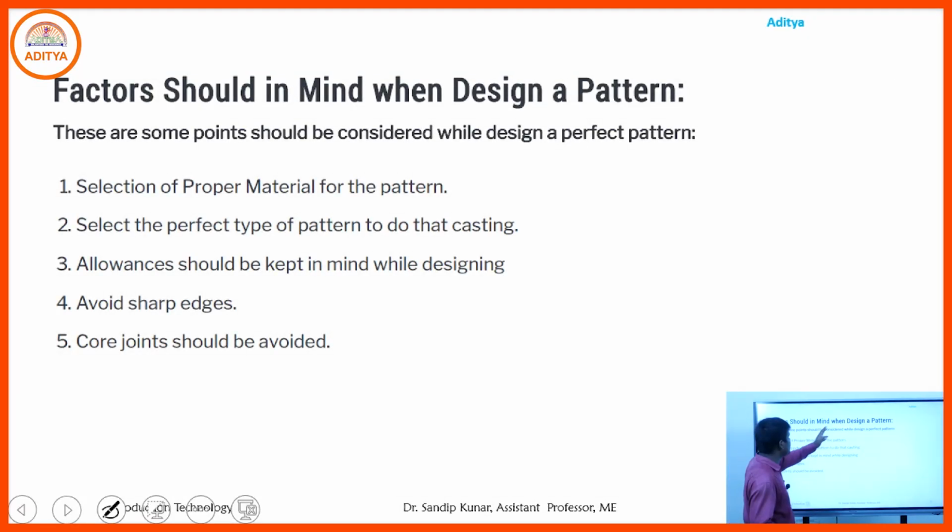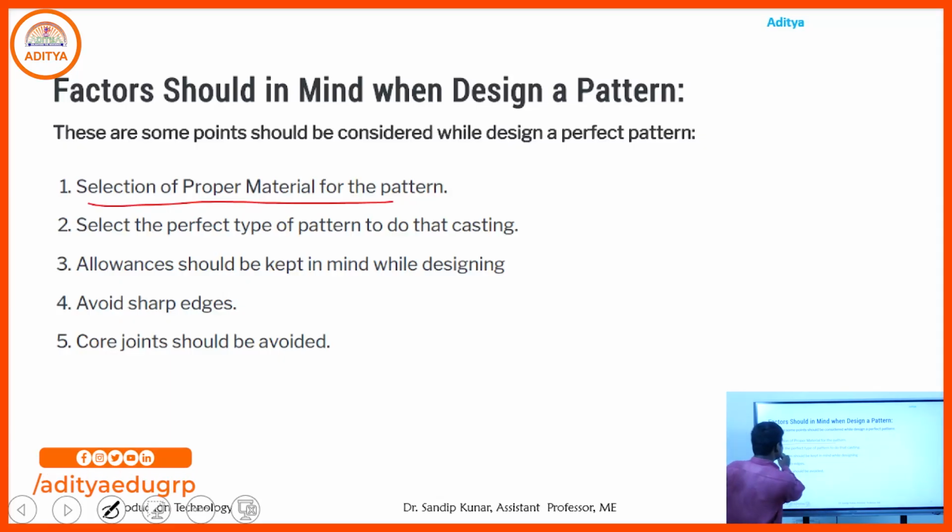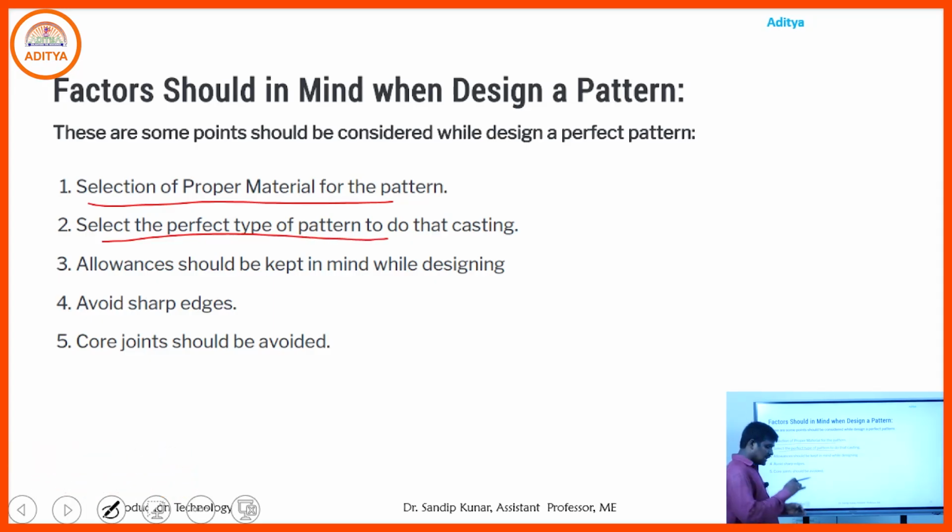What factors should be kept in mind when designing a pattern? What are the main factors? First, selection of the proper material for the pattern, because the surface finish, the number of castings and the quality of the casting depend upon the pattern material. Second, selection of the perfect type of pattern for the casting. As per our requirement we prepare the pattern, and depending on that, we finally carry out the casting process.